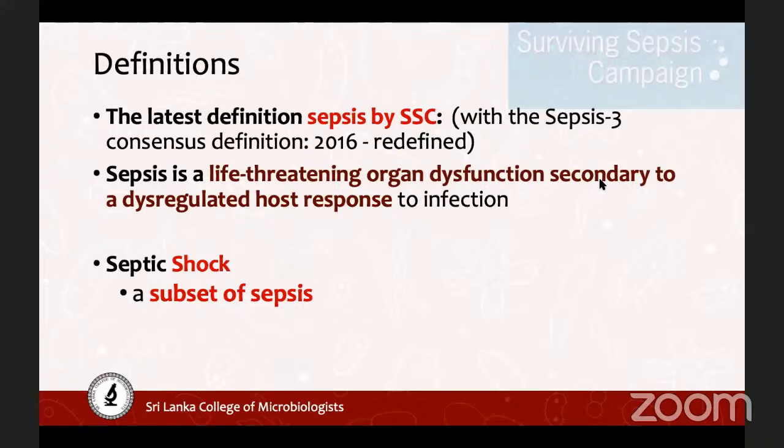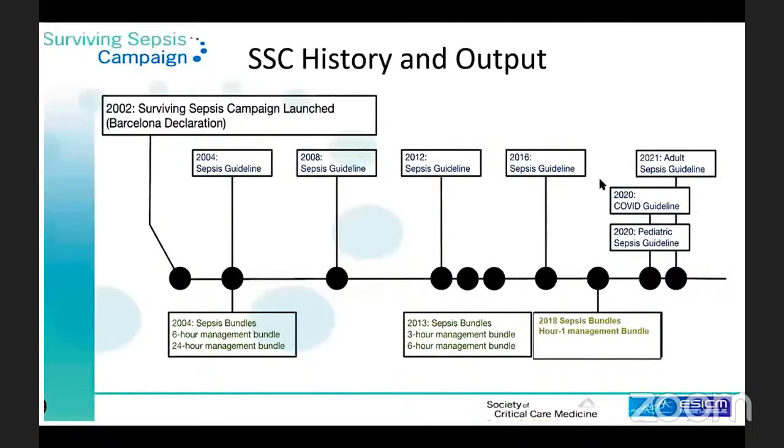So sepsis kills. It's taking almost a few lives per second all over the world. Even now, there are deaths happening per second all over the world due to sepsis. We can stop this with vigilance and our devotion. We can save almost all these lives, and we are learning how to do it now. So septic shock is a subset of sepsis, which we'll go through carefully, and we'll learn what this is. This is the history of the Surviving Sepsis Campaign, which is a non-profit campaign guiding the whole world towards better care for all of us.